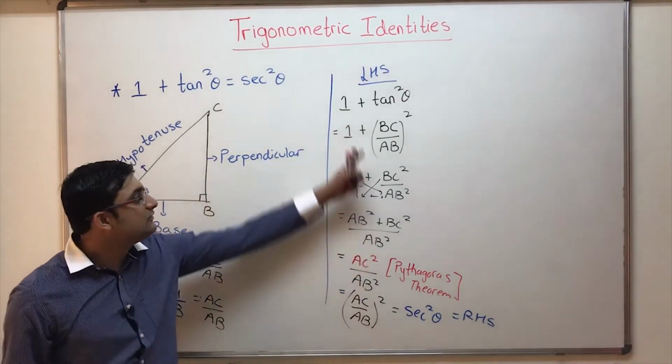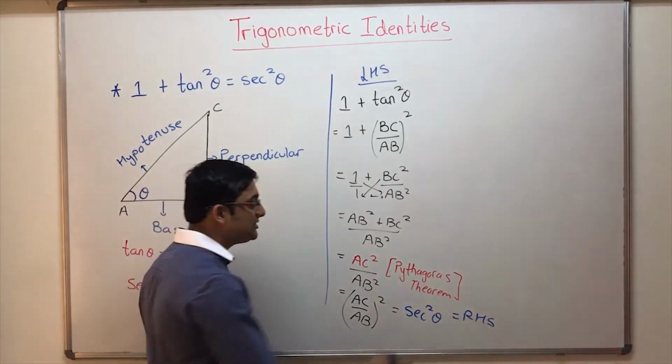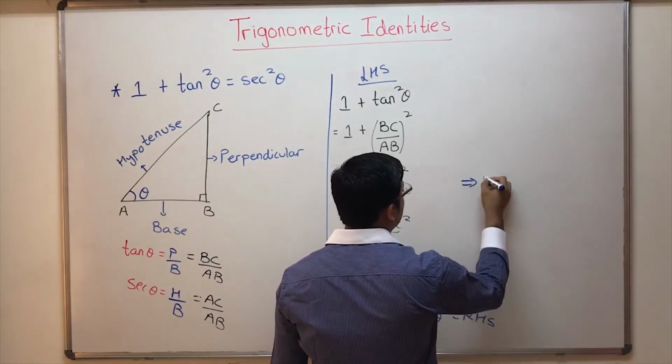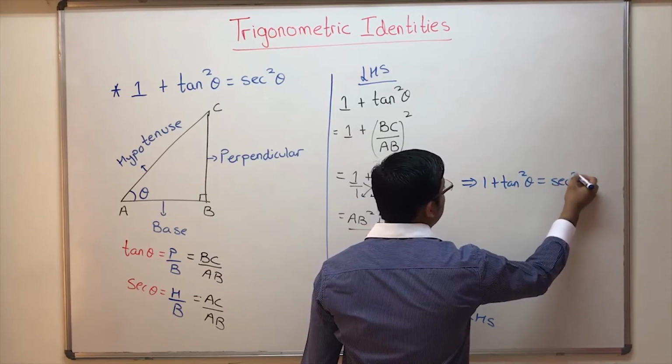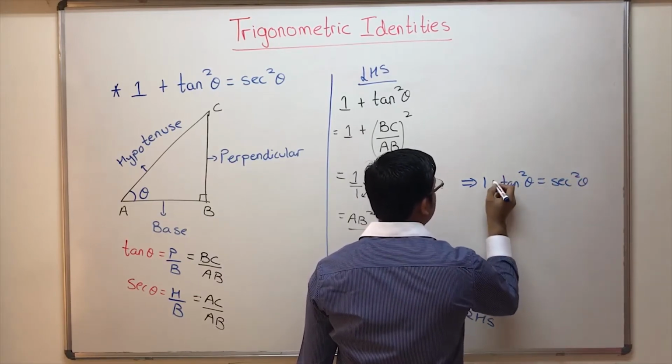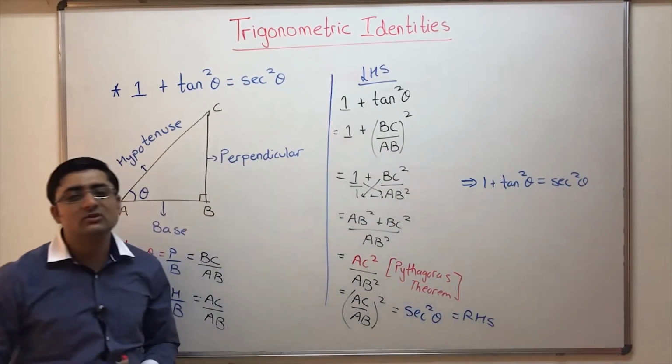Is this clear? So we have shown the LHS is equal to RHS. So therefore this implies 1 plus tan square theta is equal to sec square theta. So hence we have proved this. So this is how you prove this identity.